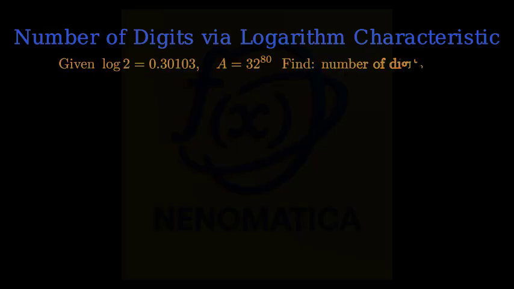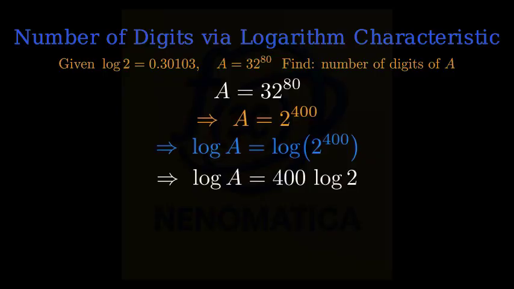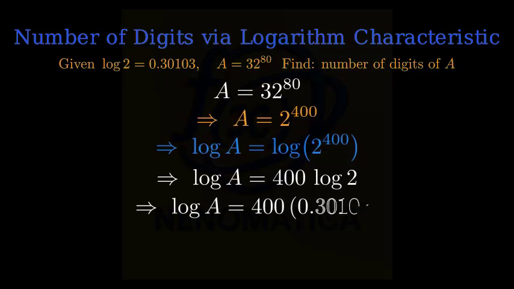In this lesson, we will find how many digits are in the number 32 to the power 80, using the characteristic of a common logarithm. We are given that log base 10 of 2 equals 0.30103. We will follow the standard algorithm for the characteristic of a logarithm step by step. Start by writing a equals 32 to the 80. Since 32 equals 2 to the 5, a becomes 2 to the 400. Now take the common logarithm of both sides. Use the power rule. Log of 2 to the 400 equals 400 times log 2. Substitute the given value for log 2.